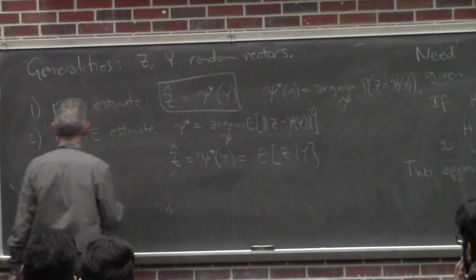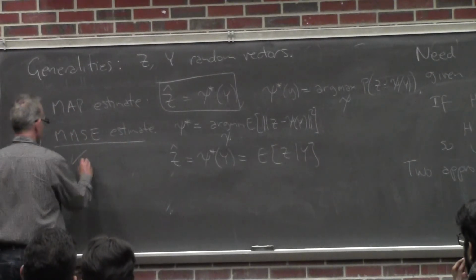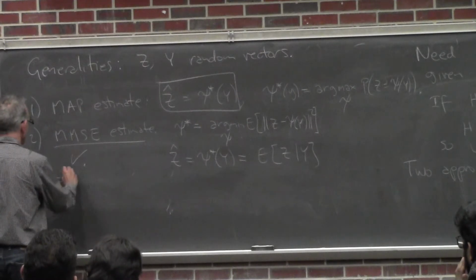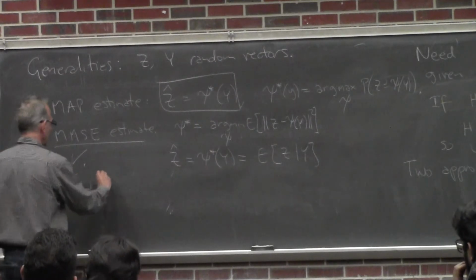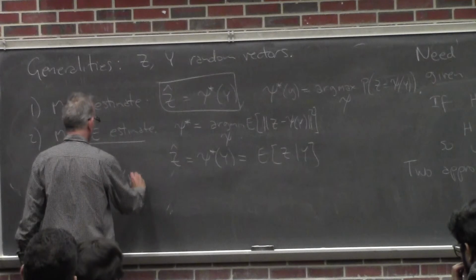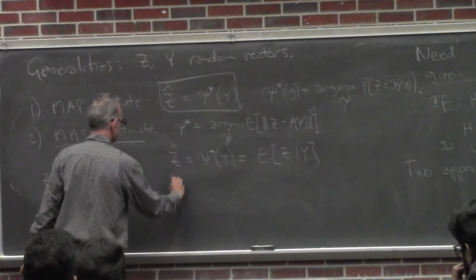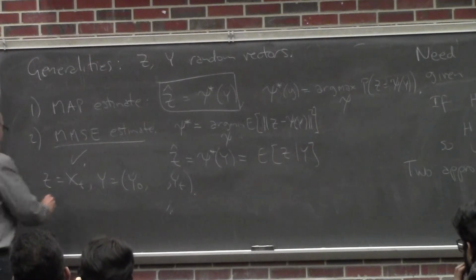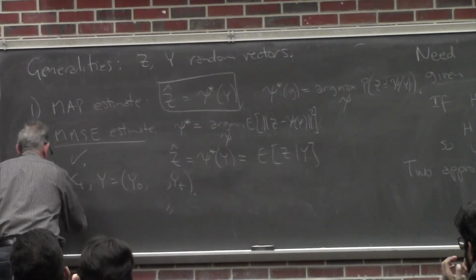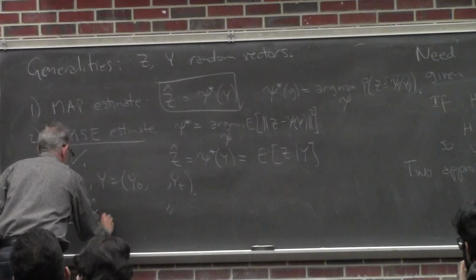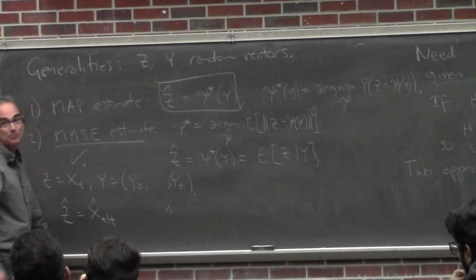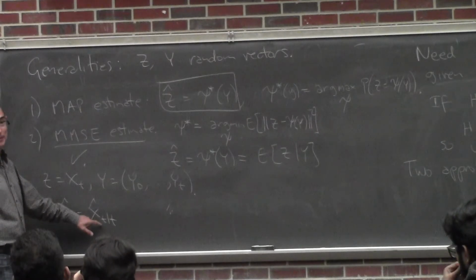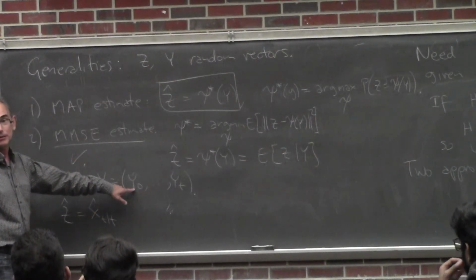So when we apply this, this is what we'll use. We're interested in things like, for example, z equals x_t, and y equals y_0 up to y_t. Then z hat is x hat t given t, the conditional mean of x for states up to time t.